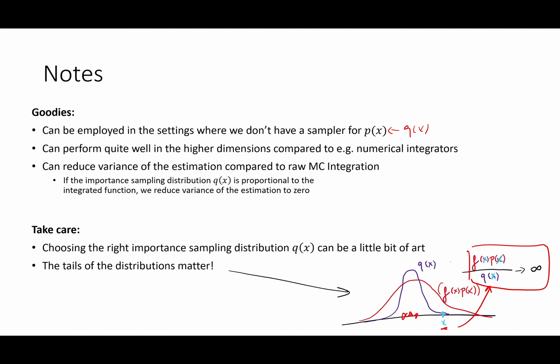Maybe the majority of the samples were somewhere in this region. But if I just sample this one bad point here, and I do the summation, and I sum something close to infinity, it will just throw off my entire estimation. So I have to be really cautious about it. And preferably, I don't want this Q distribution to have much lighter tails, or this f of x times p of x to have much heavier tails compared to the other one.